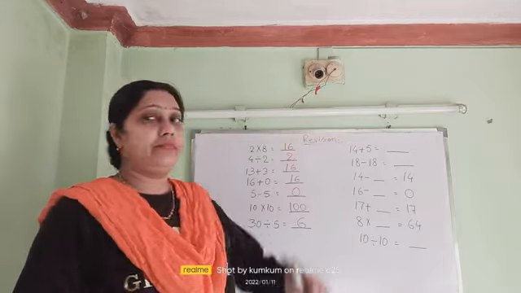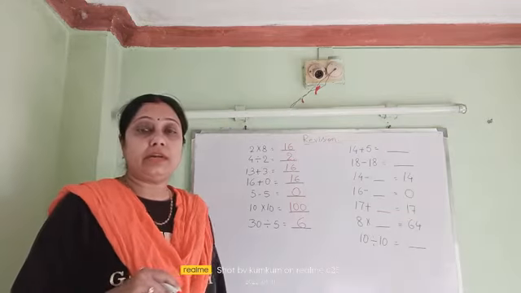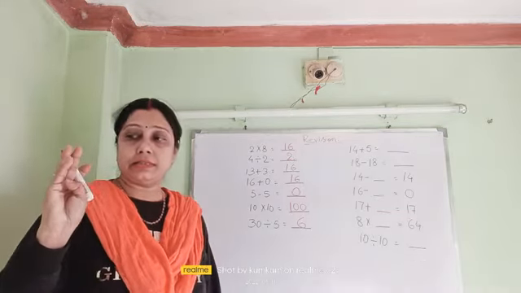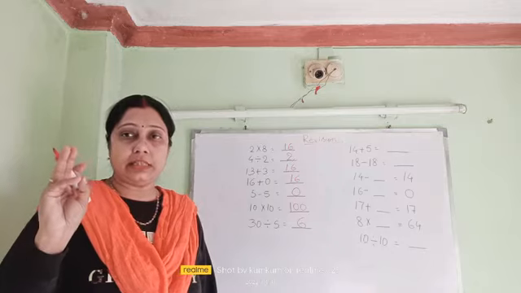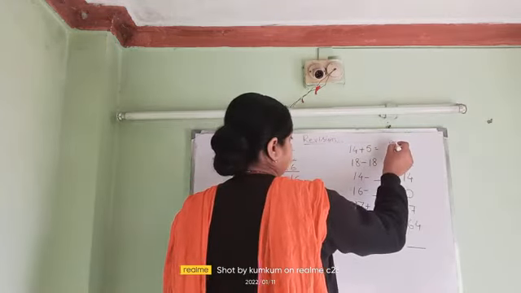14 plus 5. Now already 14 is there. I told you any number may be given. So after 14 count 5. 15, 16, 17, 18, 19. So it will be 19.